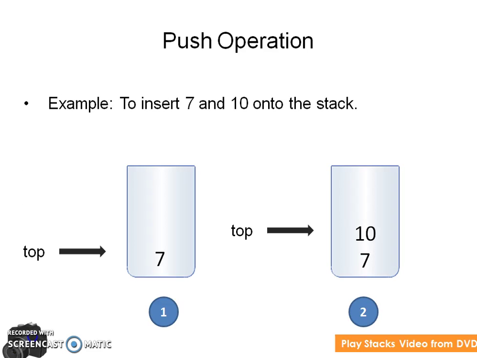As shown in the example in the PPT, we will see the push operation one by one. To insert 7 and 10 onto the stack, first we insert 7. Initially the top value is considered as -1, meaning it points towards nothing. So 7 will be inserted, and the top will point towards the 7. After that we insert 10. The top will be incremented by 1 and it will point towards the 10. This is known as the push operation.